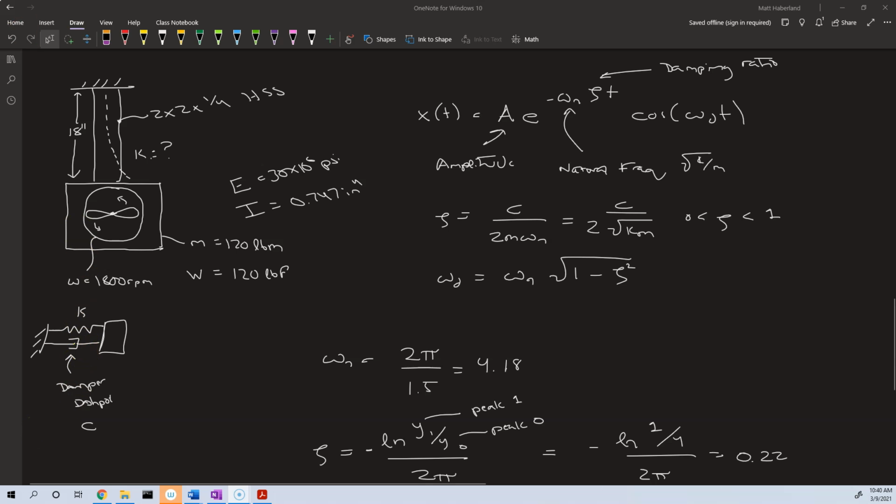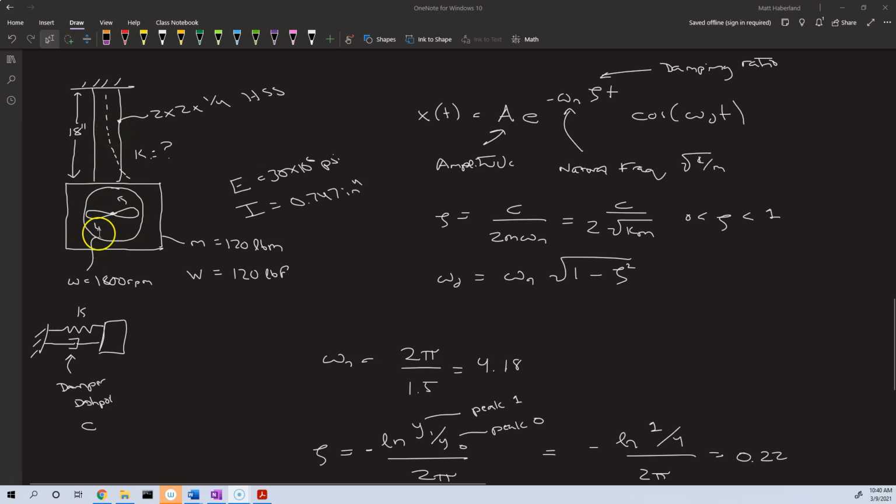Okay, so we wanted to estimate the damping ratio of our actual steel support. And the way we said we were going to do that is we're going to attach a mass to it of 120 pounds before we order this big expensive fan. We want to see what the damping ratio is to see if it's going to be sufficient to damp out our vibrations due to the fan.